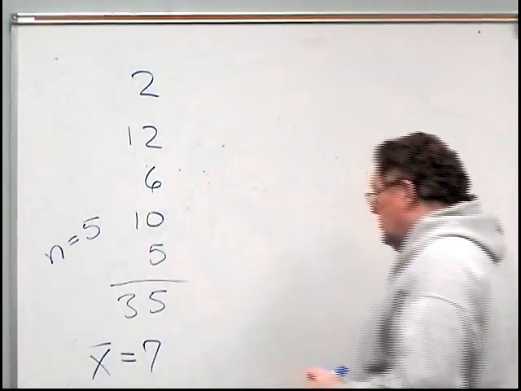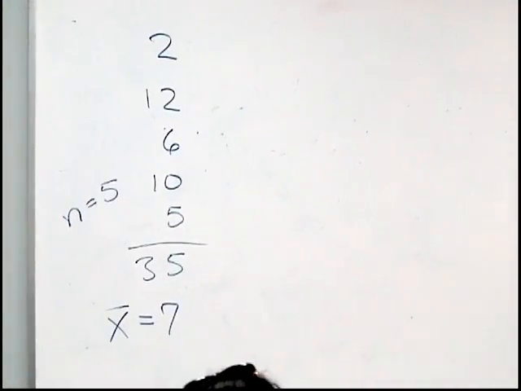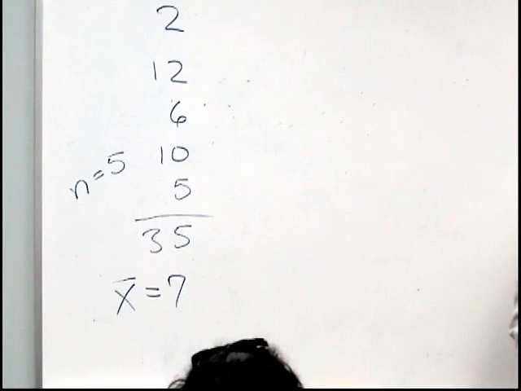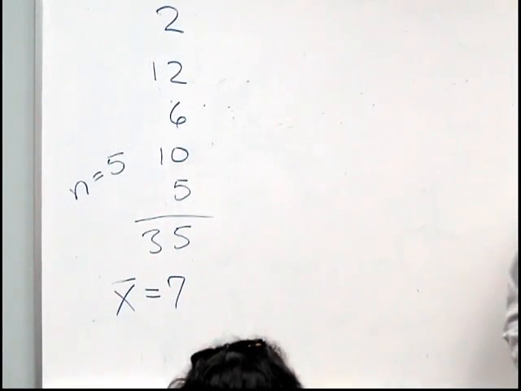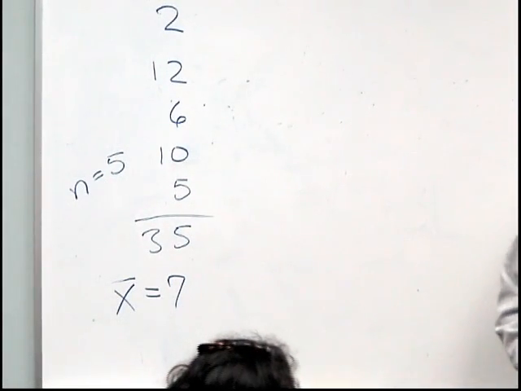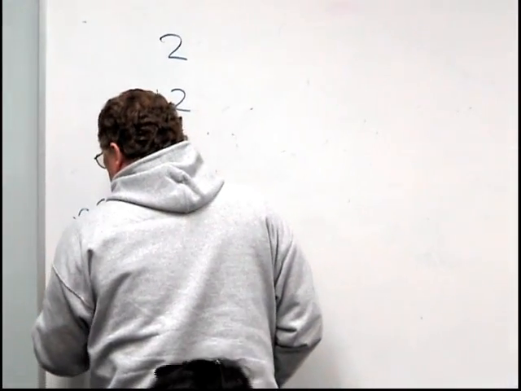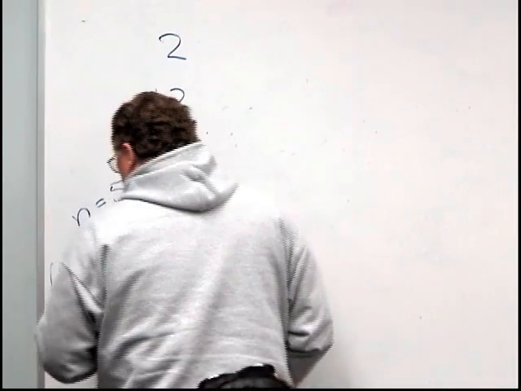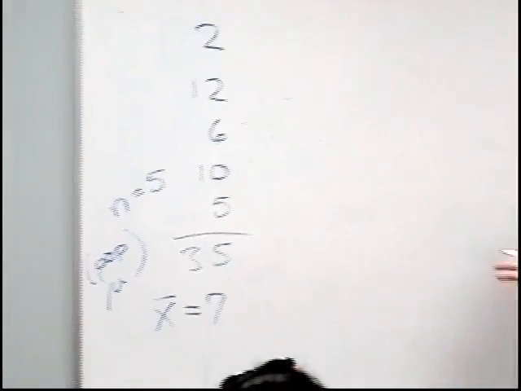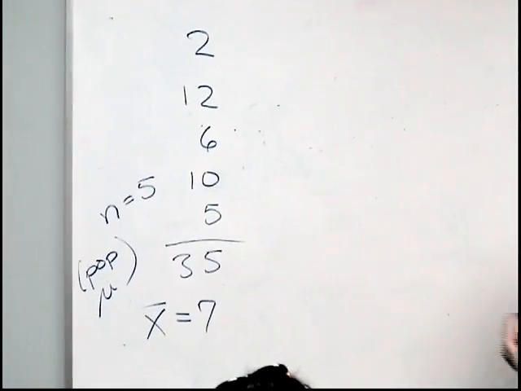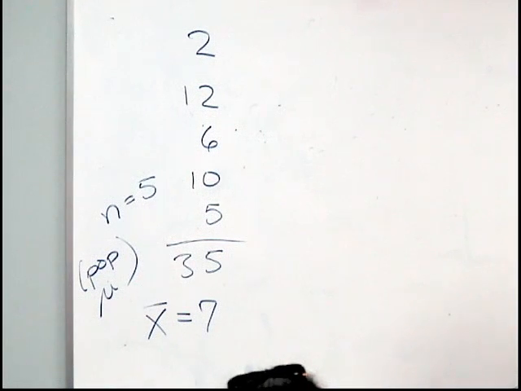And just in terms of symbols, the sample mean we write as X bar, and for a population mean, it's this symbol. If this had been a population, remember, we would have written mu. But let's pretend for the moment that we're talking about a sample. So we write X bar.